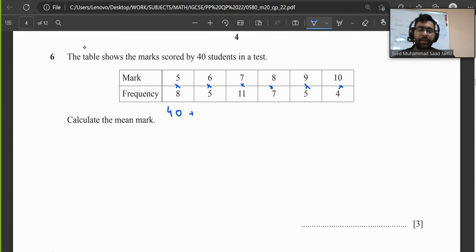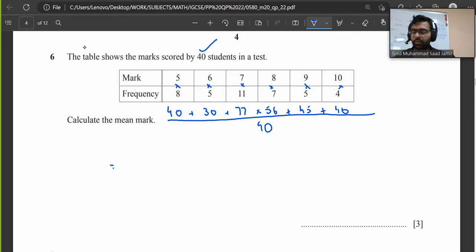And then you have to add them up as well. 6 5s are 30. 7 11s are 77. 8 times 7, if I'm not wrong, it's 56. 9 5s are 45. And 10 4s are 40. Now you have to add all of these numbers and divide by the total frequency. Total frequency is what?